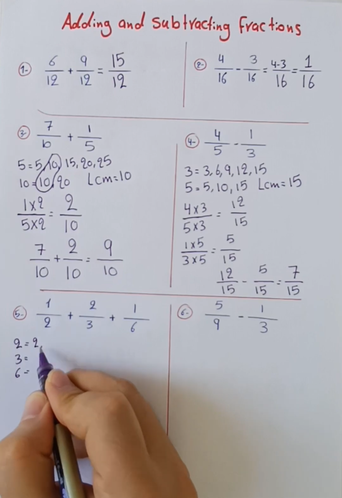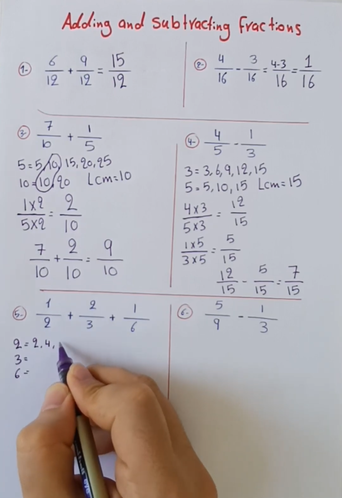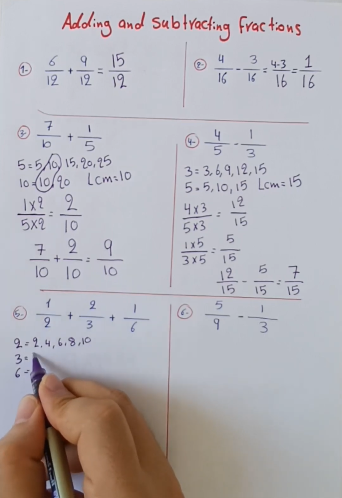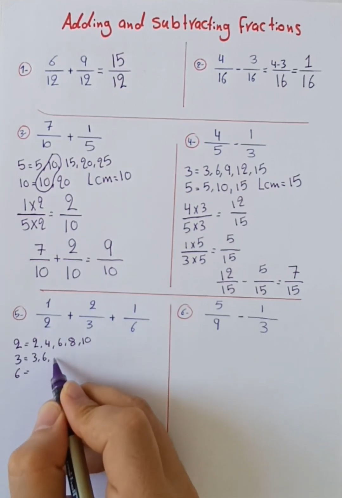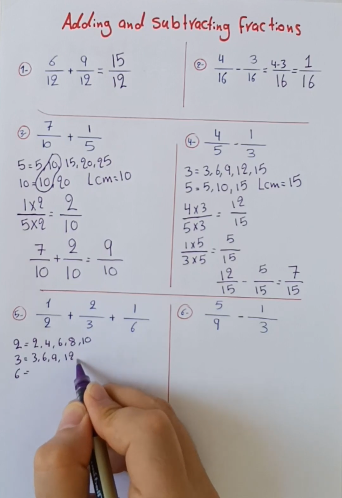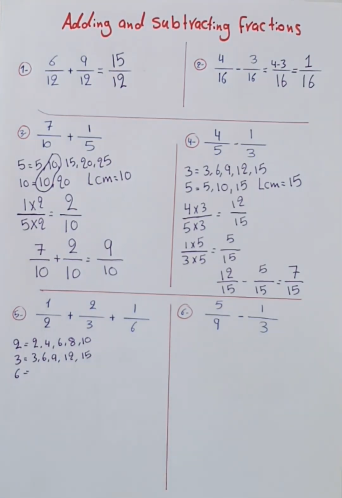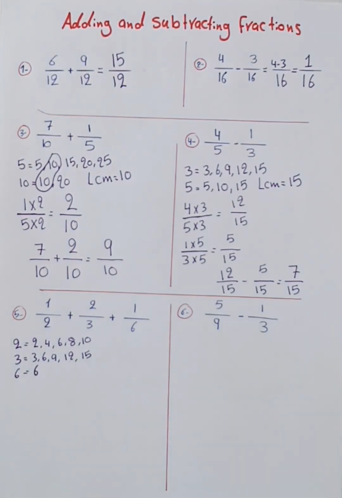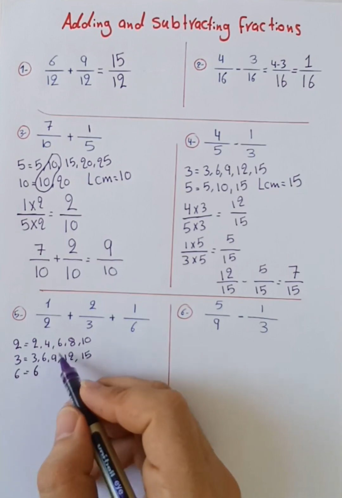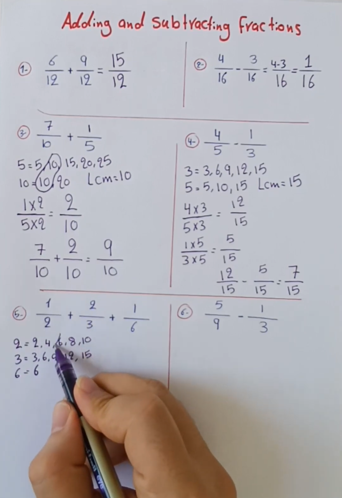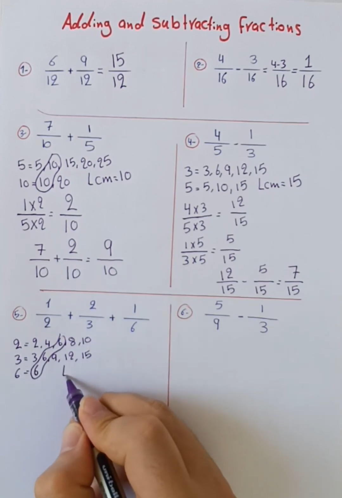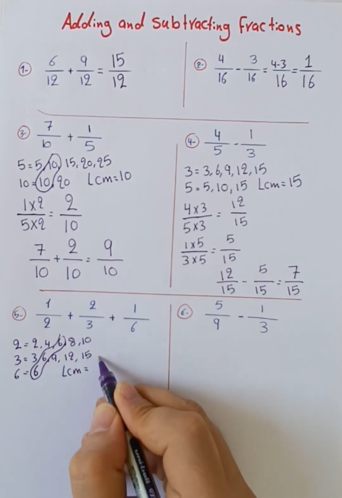For 2 we have 2, 4, 6, 8, 10. For 3 we have 3, 6, 9, 12, 15. And for 6 we have 6. It doesn't need to be continued because we have a repeating number between these 3 numbers. We have 6. So the least common multiple equals 6.